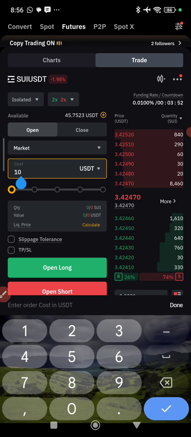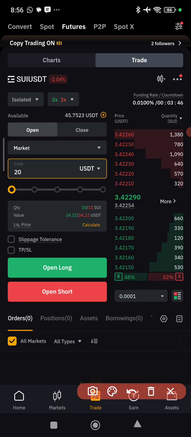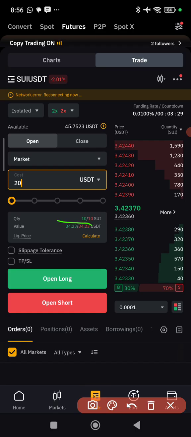Minimum order, let me see. Okay, let's say $20. Okay, good. They have a minimum which you can still buy. That is why they are saying that. Assuming I increase my leverage, it could have been different. Now it's telling me that my quantity would be 10 SU, the quantity I'm using to trade, valued at $34. Okay, that is what I'm supposed to be spending.